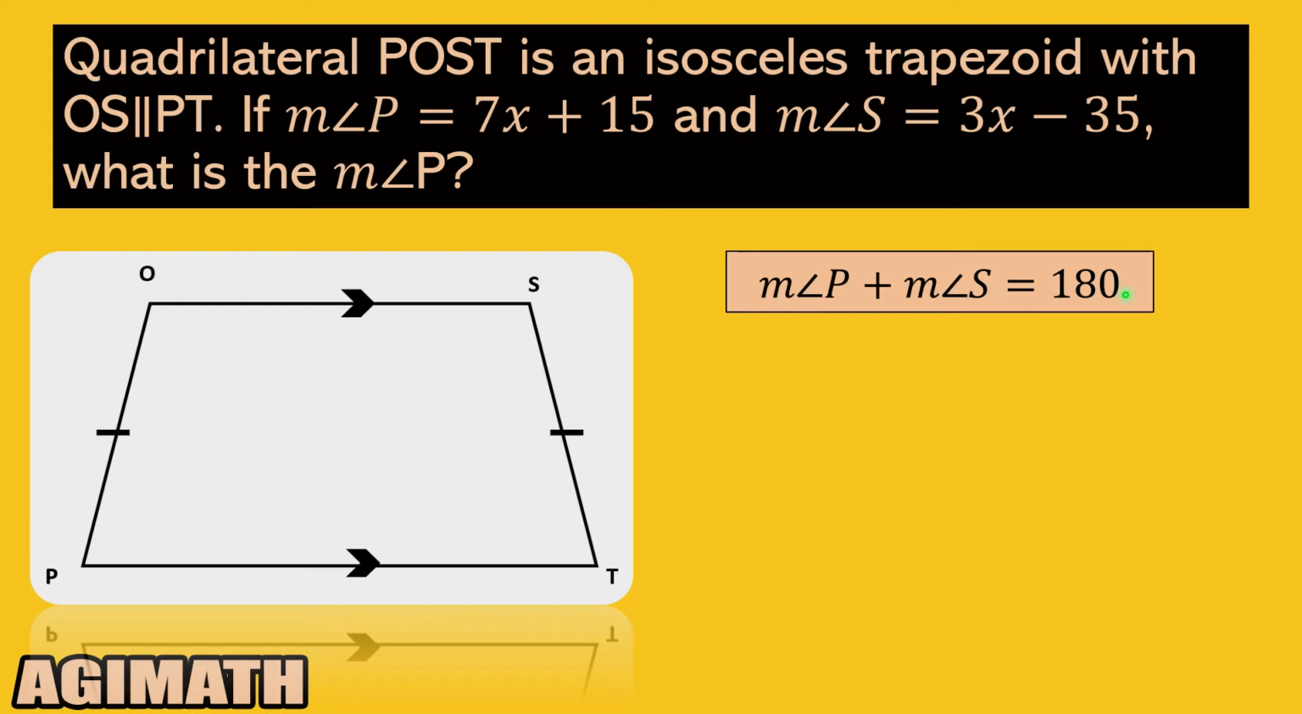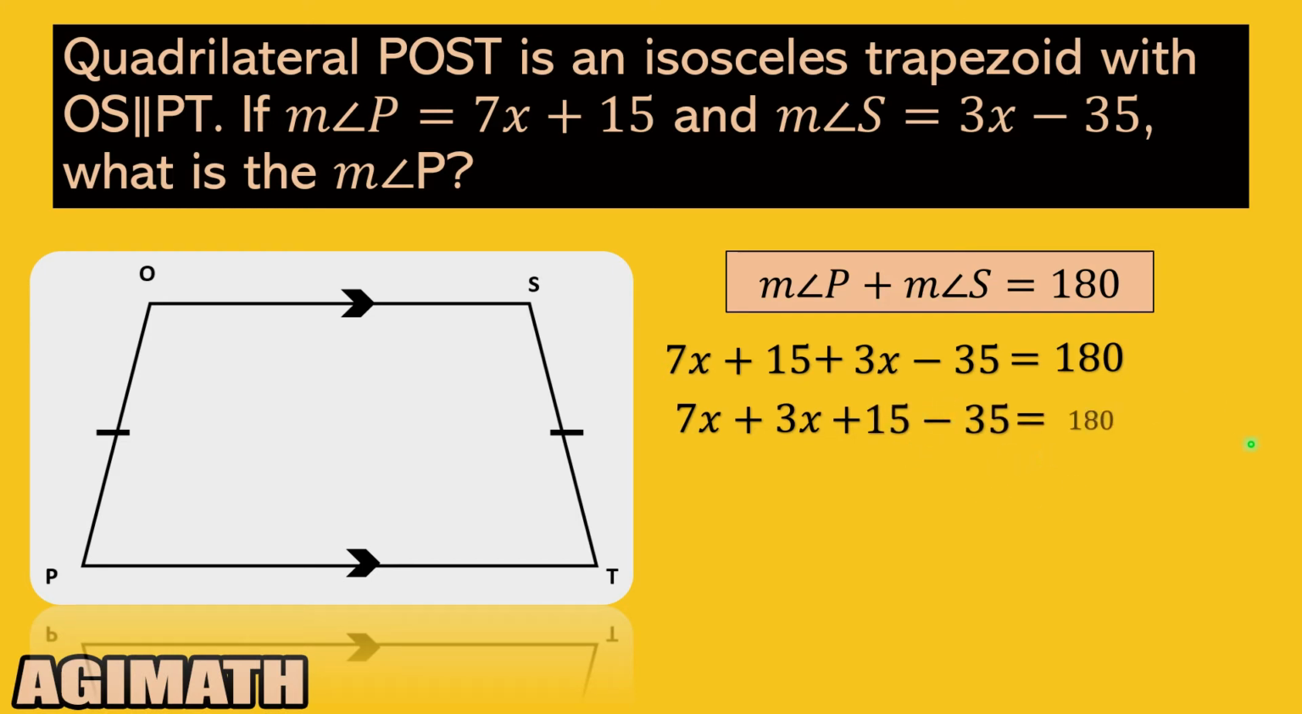After having this equation coming from the theorem, we can now proceed in substituting and then find the value of x. Measure of angle P is 7x plus 15. Measure of angle S is 3x minus 35. And that is equal to 180 degrees. So what we can do next is to combine like terms, 7x and 3x. So we have 7x plus 3x plus 15 minus 35 equals 180. And then combine. 7x plus 3x is equal to 10x. 15 minus 35 is equal to negative 20. And that is equal to 180.